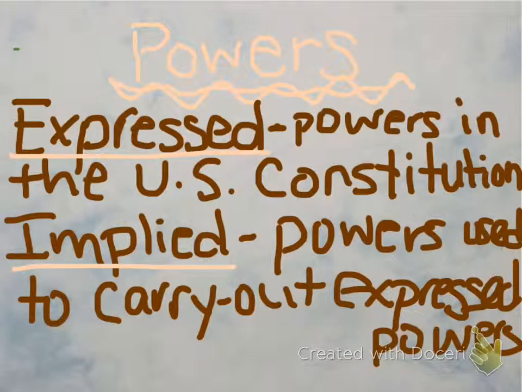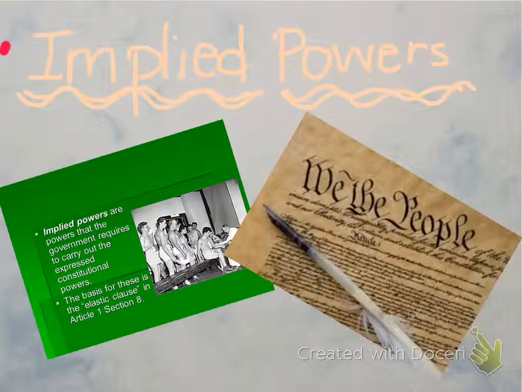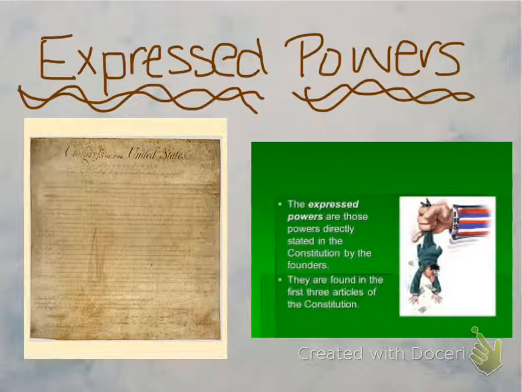There are two powers in the legislative branch. The first power is the express power that is in the U.S. Constitution. The second power is the implied power used to carry out express powers. This picture on the left describes implied power, and the second one is part of the Constitution. In this picture, it also defines the express powers, and has a picture of a document from the United States.